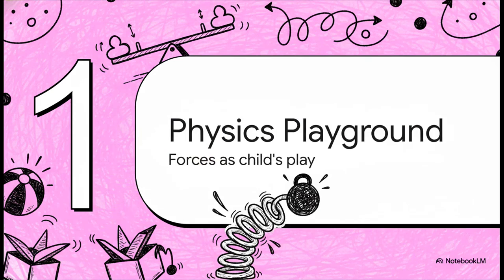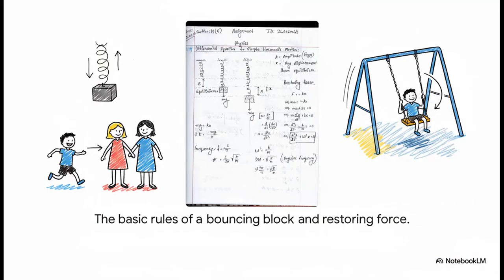Section 1. The physics playground, where forces and motion become child's play. Let's get right into it. Okay, let's dive into the absolute most basic rule of our playground, the rule that governs everything that bounces or jiggles. Think of equilibrium as a spring's favorite resting spot. If you pull a block down or push it up, the spring applies what we call a restoring force. It's exactly like a little kid who wanders away from their parents at the park. There's immediately this invisible force pulling them desperately back to their safe spot. Mathematically, it's just F equals negative k times x. And that negative sign? It literally just means that the force always points back home.